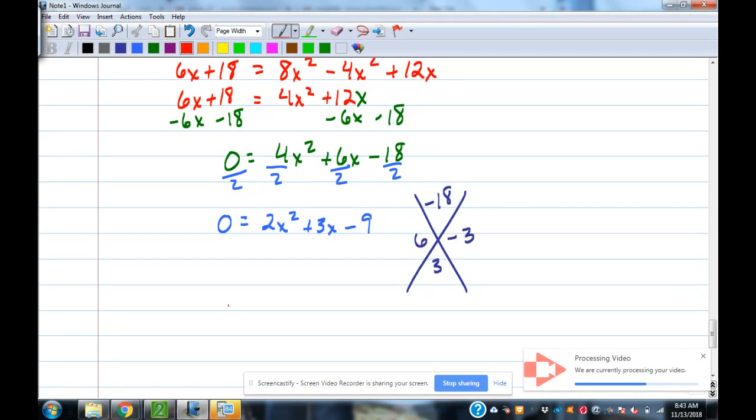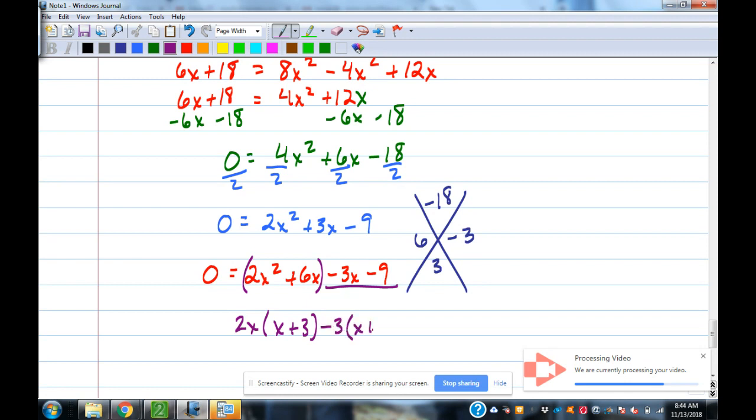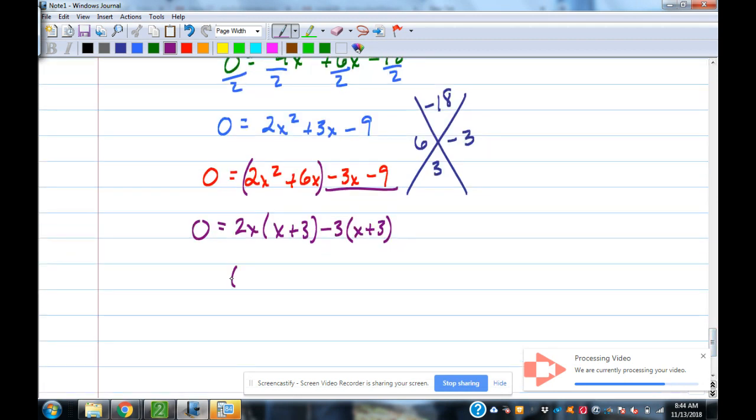So can I go straight to x plus 6 and x minus 3? No, I've got to do the long way of factoring here. That's 2x squared plus 6x minus 3x minus 9. And then what do I do from there? Group. Good job. 2x, x plus 3. What do I pull out of the second group? Negative 3. Good job. X plus 3. So my factors are then x plus 3 and 2x minus 3.